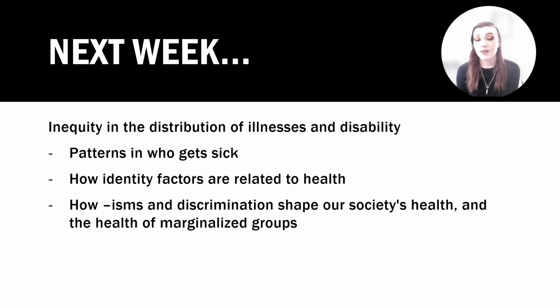We'll look at how different identity factors are related to health. So things like race, gender, sexual orientation, socioeconomic status, disability status, country of origin, religion, all these different kinds of identity factors. What on earth do those have to do with our health and illnesses? We'll also look at, in relation to identity factors, how different isms and discrimination and phobias, how these things shape our society's health and the health of marginalized groups, right? People who are not in a position where they have a lot of resources or power or support from the government, from society, from their communities.